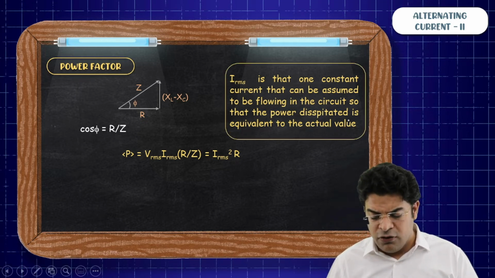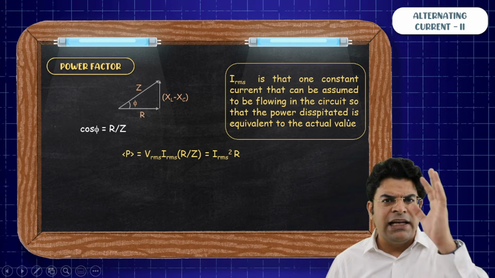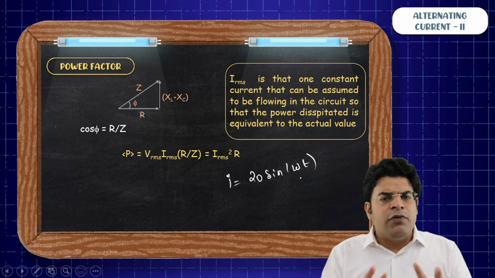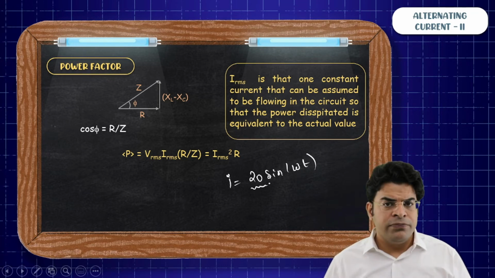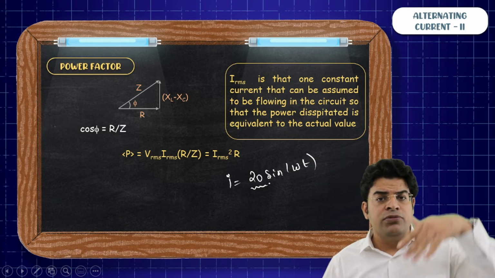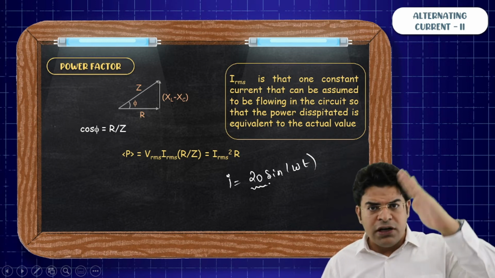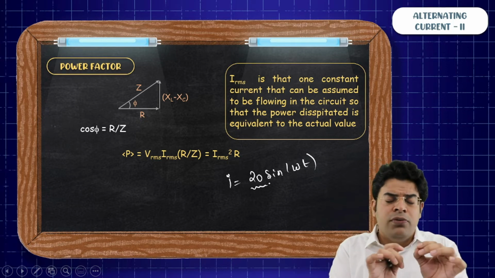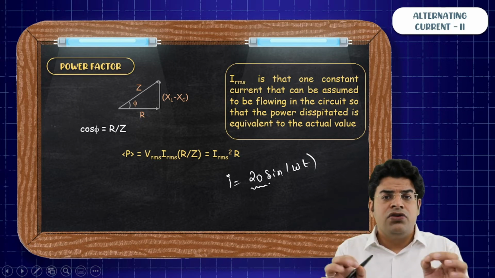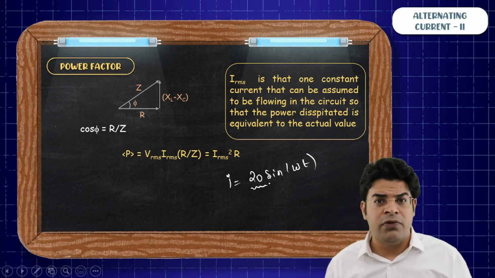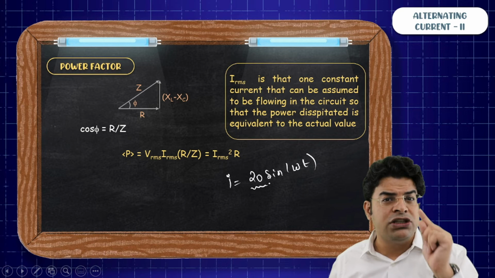What is the meaning of it? Let's say in a series LCR circuit, the current flowing is given by 20 sine omega t. You will say that the peak value of this current is 20 ampere. But you know that this current keeps on fluctuating with time from 0, 20, 0, minus 20, 0, 20, 0, minus 20. Which constant current can be assumed to be flowing in the circuit so that the power dissipated by the circuit will be same as the actual value? That constant current is called Irms.